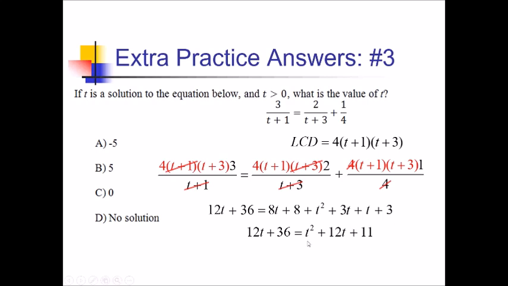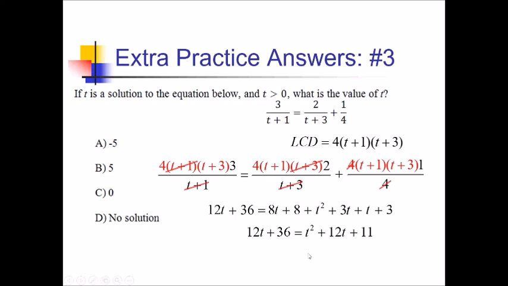Going a step further now, I was actually about to move everything over to the right side, but I happened to notice that I have a 12t and a 12t, that once I subtract 12t, those actually just go away completely. So I'm left with just constants and a t squared.